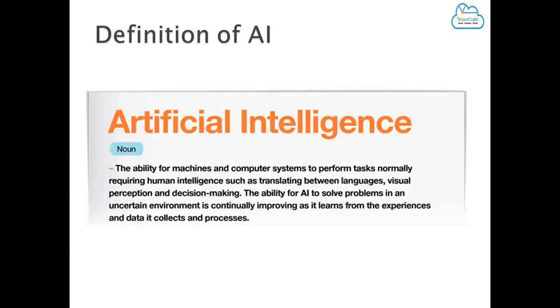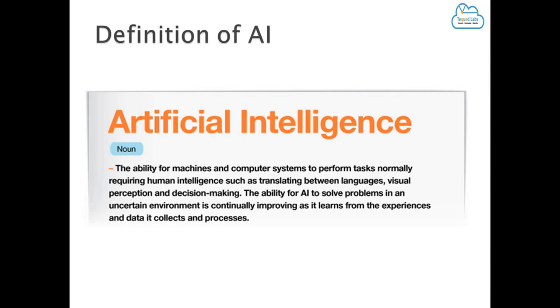Now the actual definition of AI: the ability of machines or computer systems to perform tasks normally requiring human intelligence, such as translating between languages, visual perception and decision making. It is the ability to solve problems in uncertain environments, continuously improving as it learns from the experiences and the data it collects and processes. This is a very important definition.